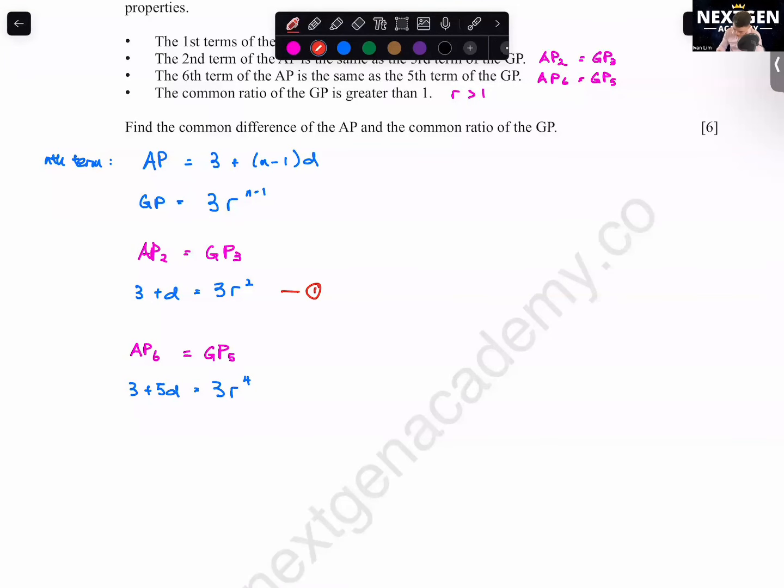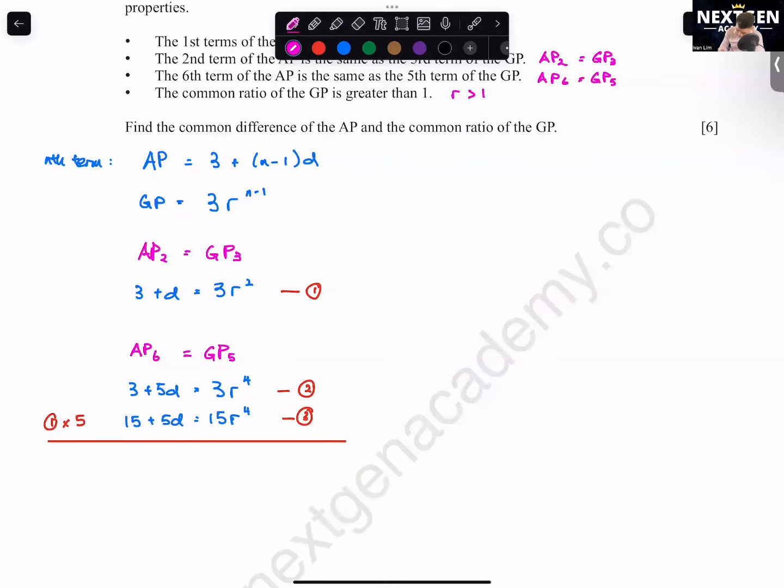Can I take this as my second one? You can either do a substitution or elimination. This is up to you. For me, I'll do elimination. So I want to eliminate the d. I'm going to take equation 1 multiplied by 5. So this one will become 15 plus 5d equals 15r squared. Let's call this equation 3. I'm going to minus both of these, so equation 2 minus equation 3.